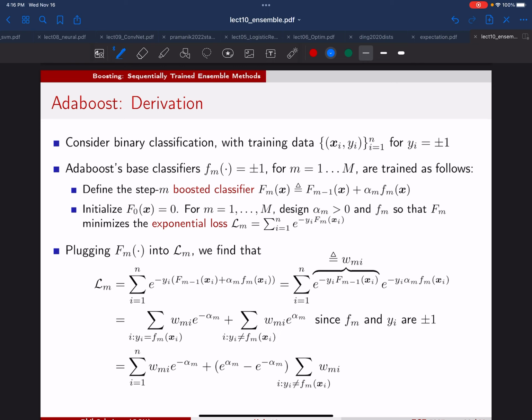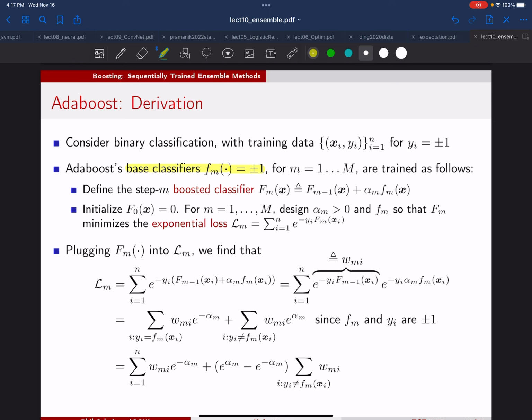So again, we're working on binary classification. We have training data, as always, pairs of x, y's, and in this case, our y is going to be ±1. And we are designing these base classifiers, these fm's, and as we said, these fm's can only output ±1, hard outputs, and we have capital M of them to design, and we're going to design them sequentially.